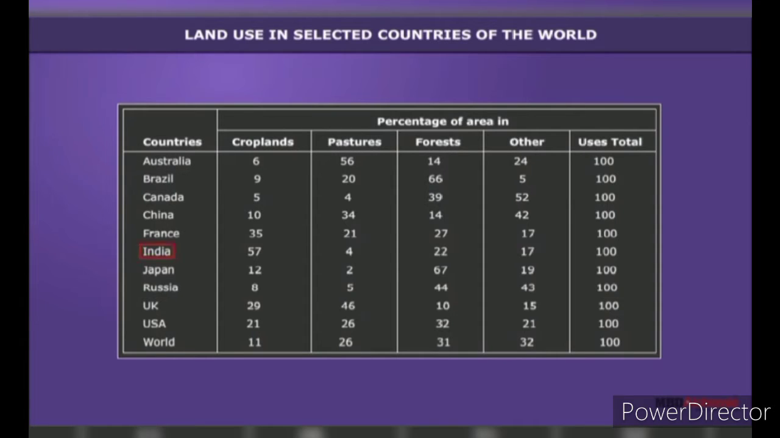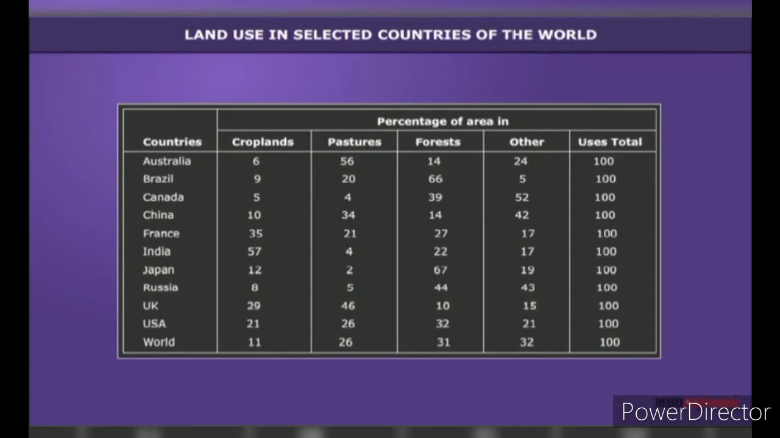For example, India has a very high percentage of arable land, 57%. Australia and UK have more land under pasture. A small country like Japan has 67% of its total land area under forests. Canada, which has a good percentage of its land area under forests, has put its land area to other uses.